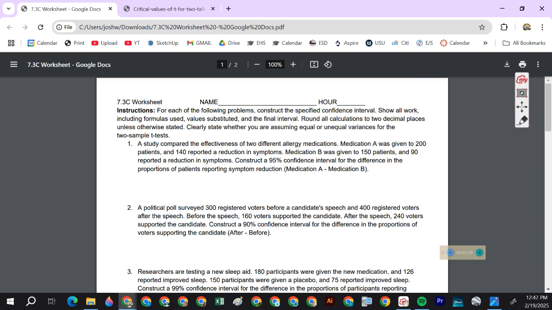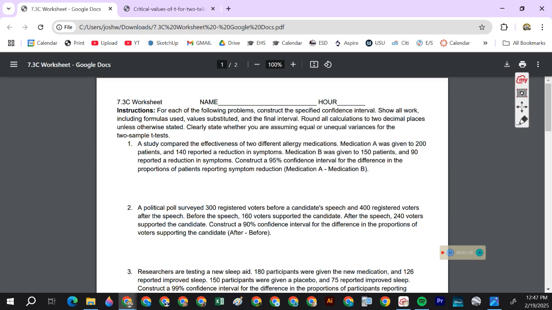And in chapter 6, we did the difference between 2 proportions, and in 7, we did the difference between 2 means, and both of those are going to show up on this worksheet. Now, there are some more complicated situations that this class doesn't really cover. So as far as the means go, we're kind of doing the basic version. Anyway, so, number 1. A study compared the effectiveness of 2 different allergy medications.